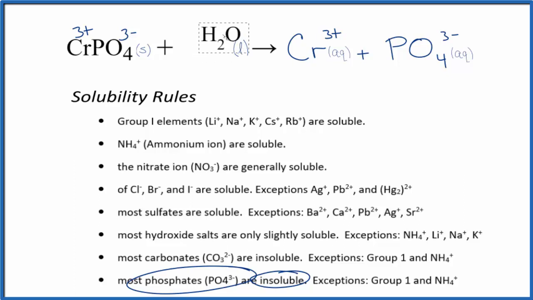Sometimes you'll see the H2O put above the arrow, like this. But again, this is only a very small amount of the chromium phosphate. Almost all of it remains a solid and just falls to the bottom of the test tube as a solid.